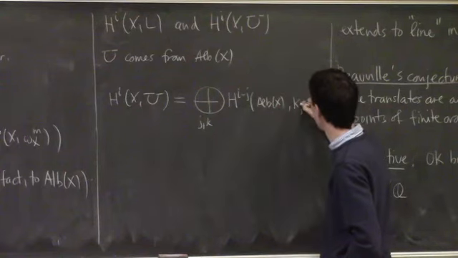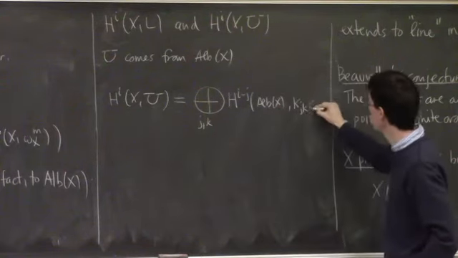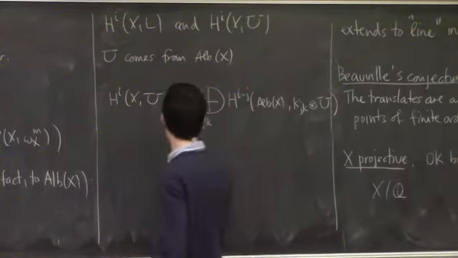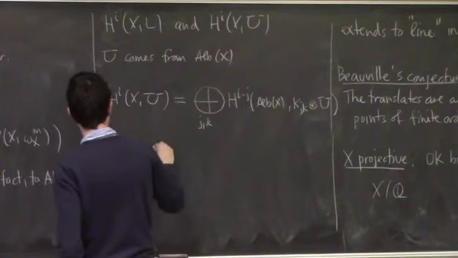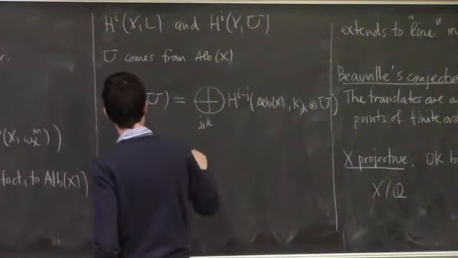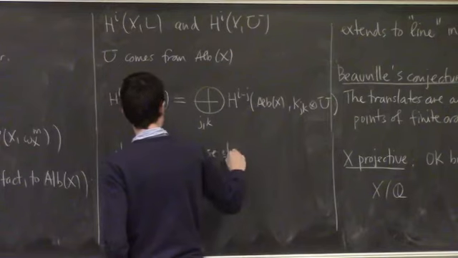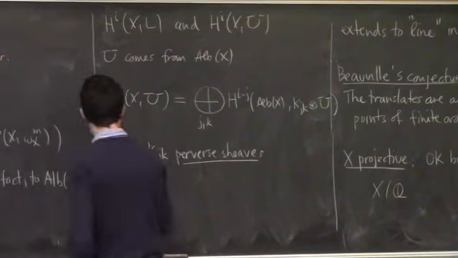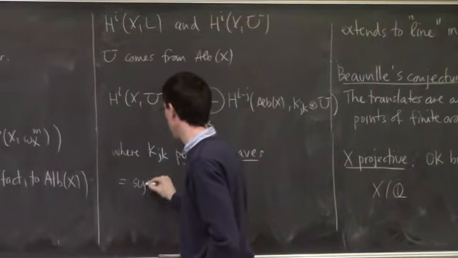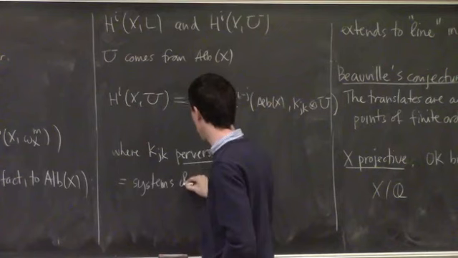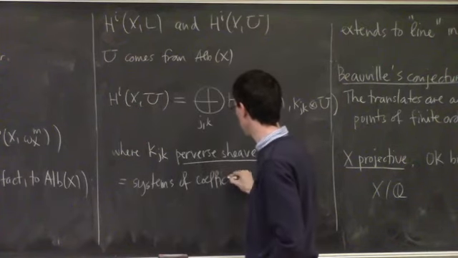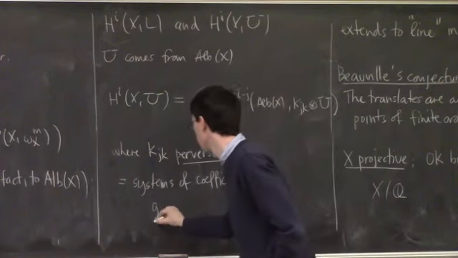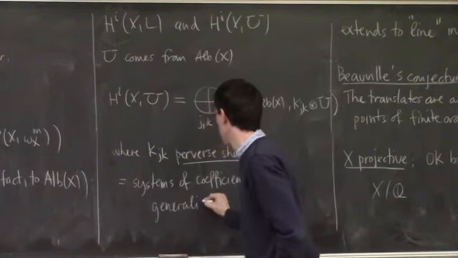And now there are some terms that I'll call K_j, and K_{jk}, where the K_{jk}'s are perverse sheaves. Okay, so in other words, there are systems of coefficients for computing cohomology that generalize local systems, that generalize locally constant sheaves.